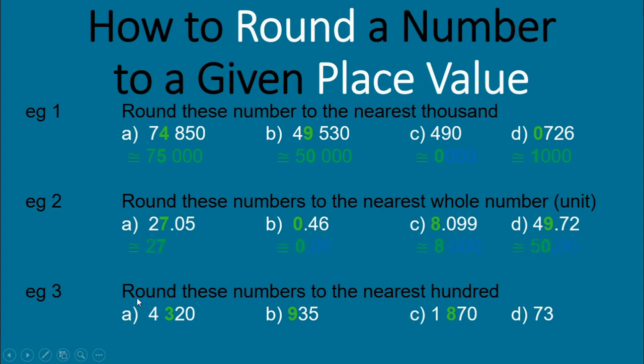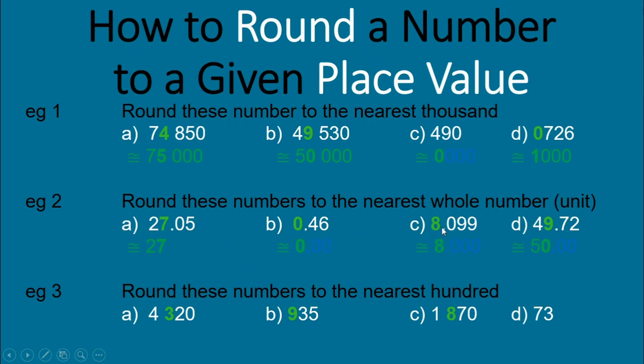Answers for example 2 should be relatively straightforward. Rounding to the nearest whole number or the nearest unit, a 7 with a 0 next to it stays the same. Rounding to the nearest unit or whole number, a 0 with a 4 next to it, very similar to question C above, that 0 stays the same. So again, I don't need these zeros after the decimal. I know that the value of this number is 0.